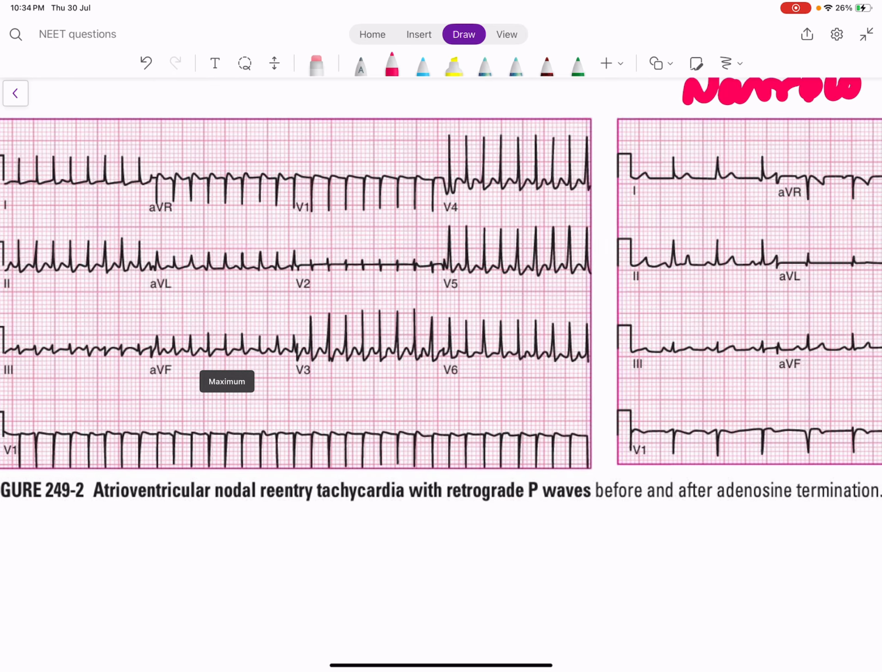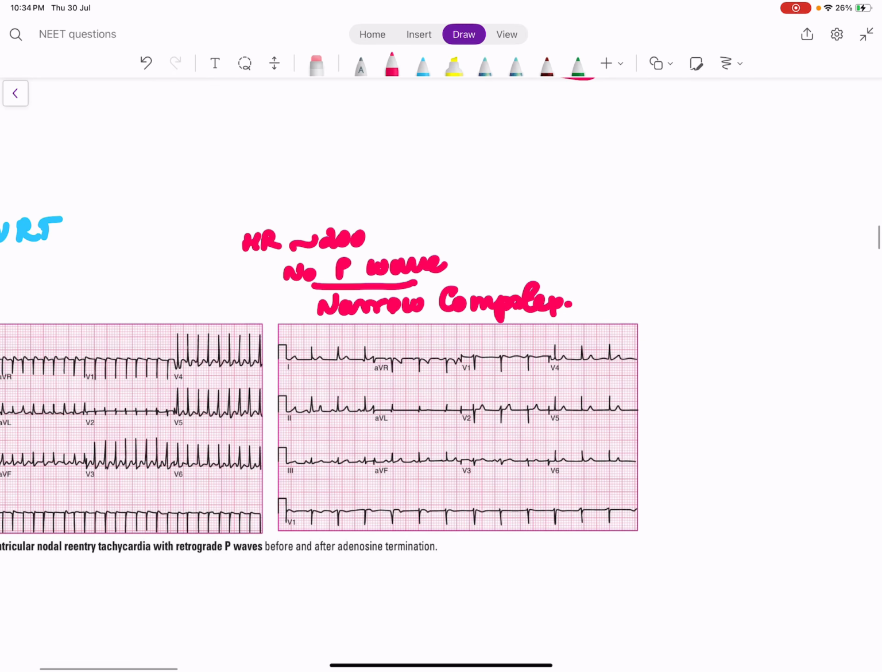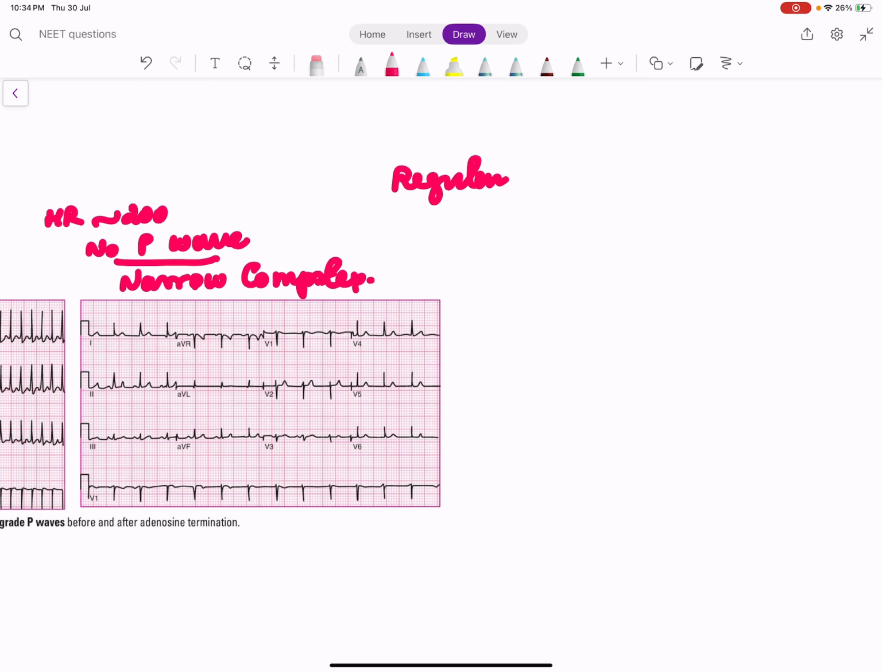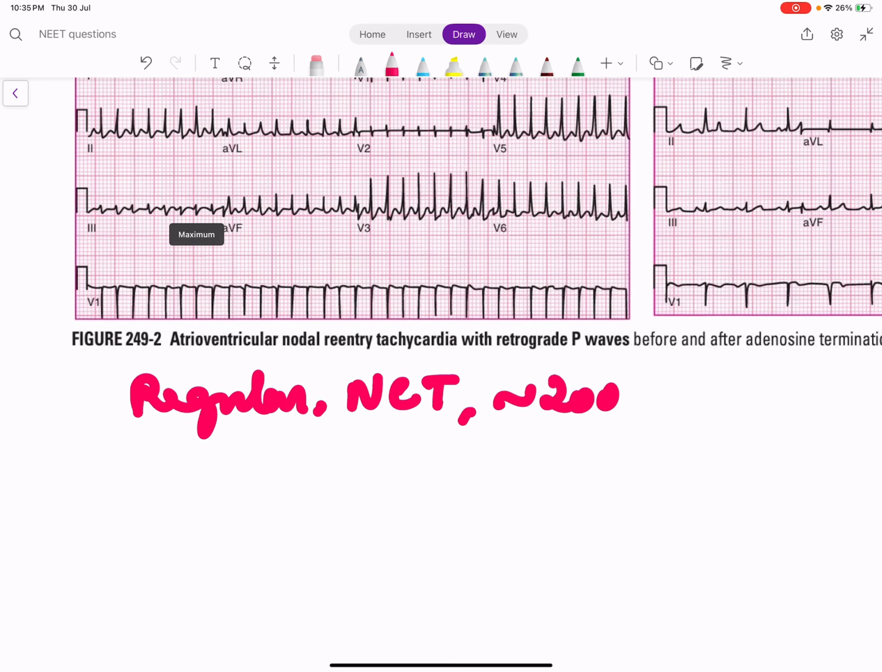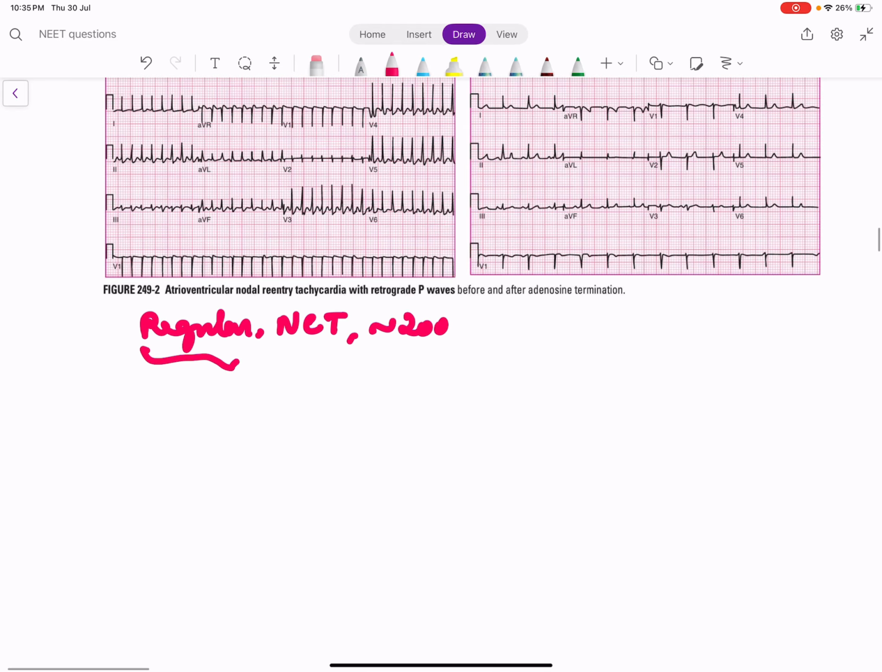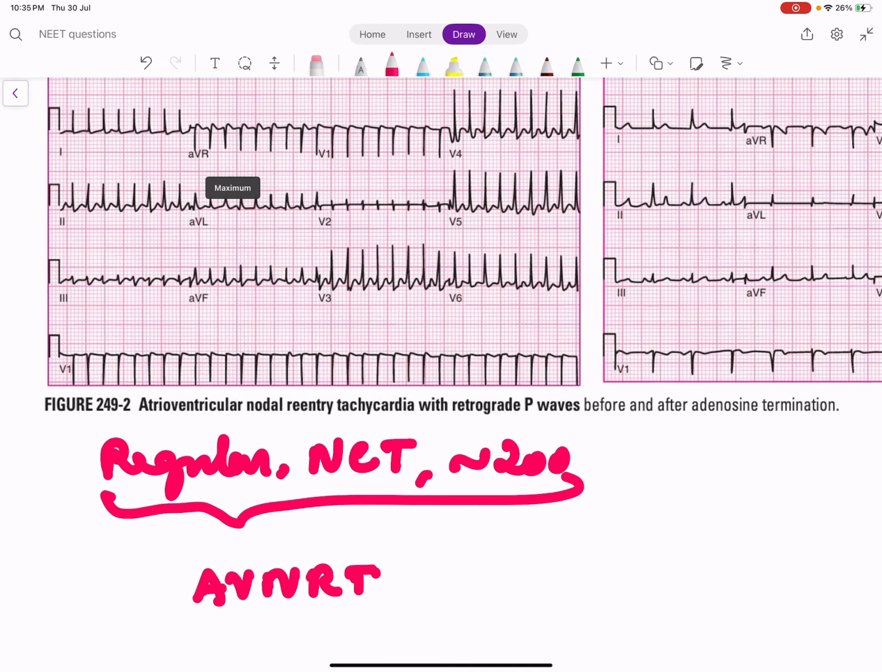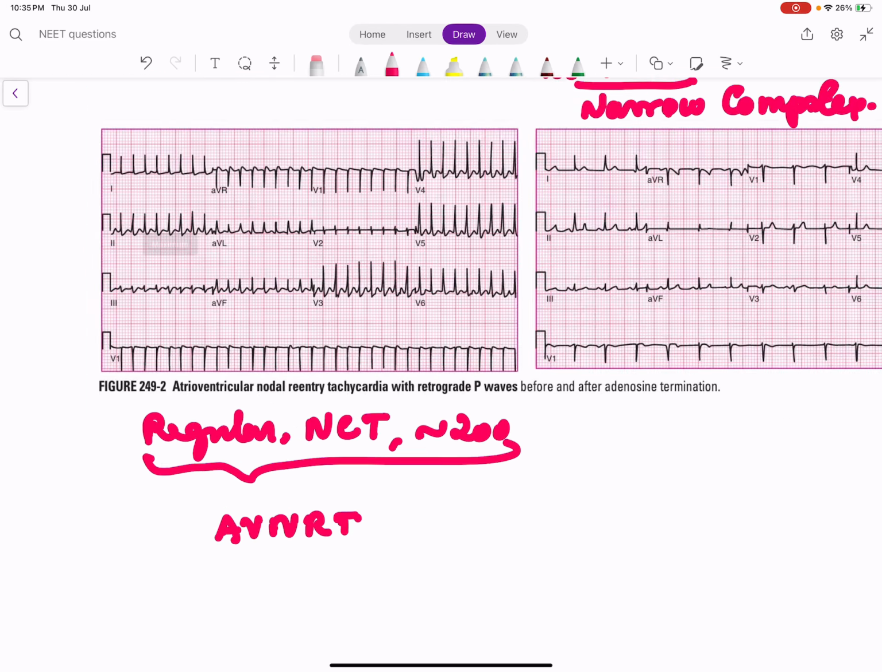Is it regular or irregular? Definitely it is regular. So this is a regular narrow complex tachycardia with a rate around 200. P wave is not seen. So this is actually AV nodal reentrant tachycardia. Re-entry is one mechanism of tachyarrhythmia. We are not discussing that in detail.